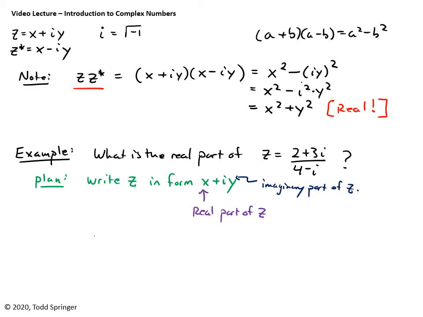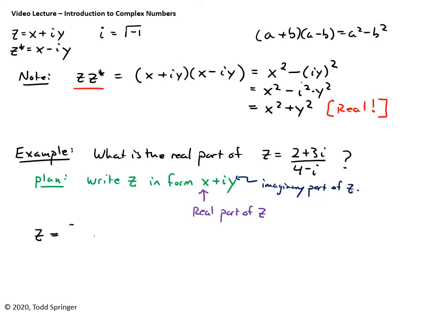In order to do that, the problem is I've got a complex number in the denominator. But what I can do, because I know that if I multiply a complex number by its complex conjugate, I'll get a real number. So I want that denominator to be real. So to do that, I'm going to multiply the top and the bottom by the complex conjugate of the denominator, and you'll see what happens.